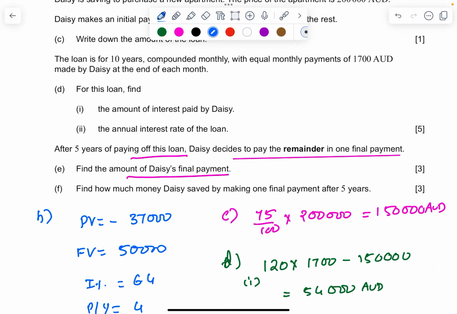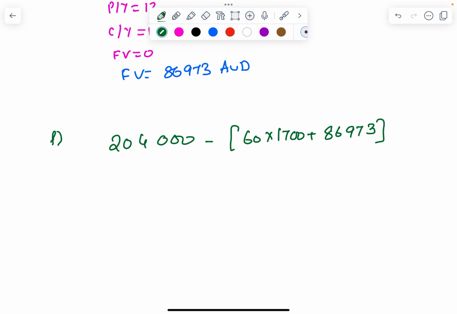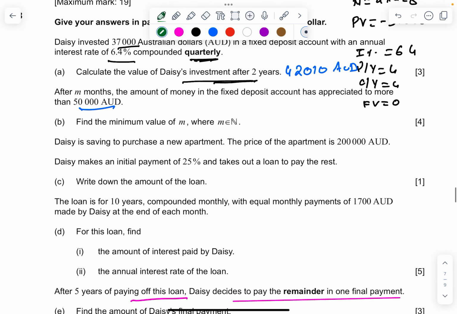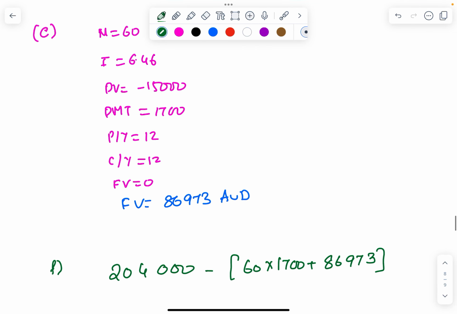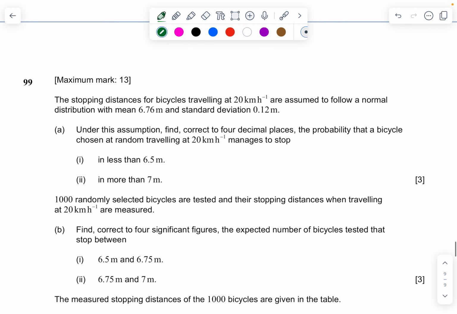Find how much money Daisy saved by making one-time final payment. So basically, she would have paid 204,000 minus, now 60 months she paid 1,700 plus one-time full settlement. So how much should it be? It should be 15,027 Australian dollars. If she would have continued, she would have paid 204,000. Then for 60 months she paid 1,700 and 86,973. So totally she should have saved 15,027 Australian dollars.